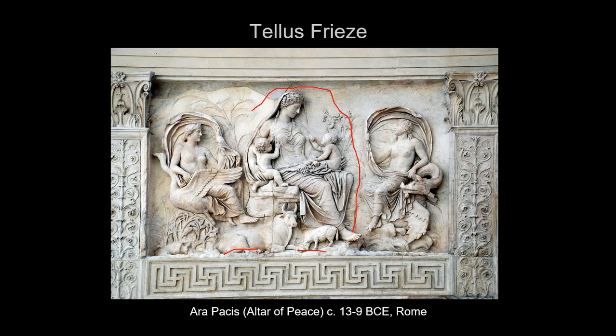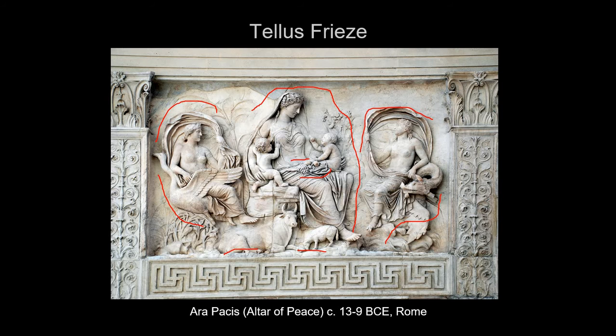Notice that we have a figure riding on a goose over here, and we have a figure riding on a sea serpent or a dragon over here. So we have earth, sea, and sky all coming together to live peacefully and to bring bounty to the children of the earth because of Augustus. It's very classical. The drapery looks very much like the drapery that we see on the balustrade of the Temple of Athena Nike.